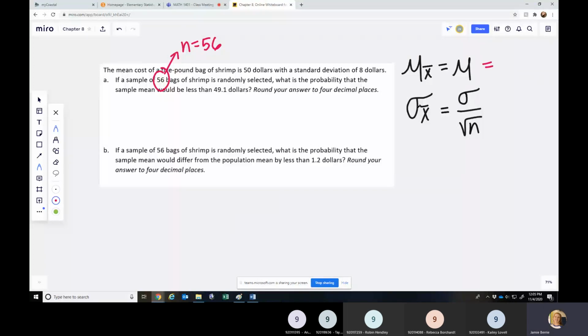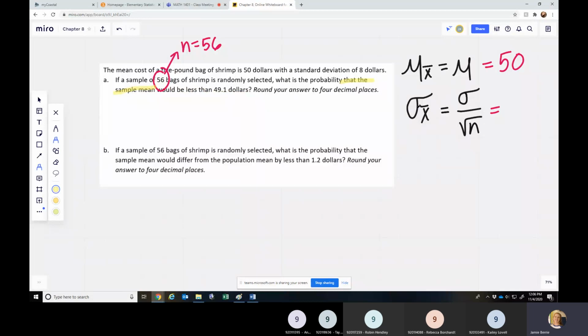So they told us the mean cost of a 5-pound bag of shrimp was $50. Standard deviation was $8. Notice they have this key word in here. I wanted to point that out. What is the probability that the sample mean would be less than $49.1? All right, so really I just want to highlight this part right here.